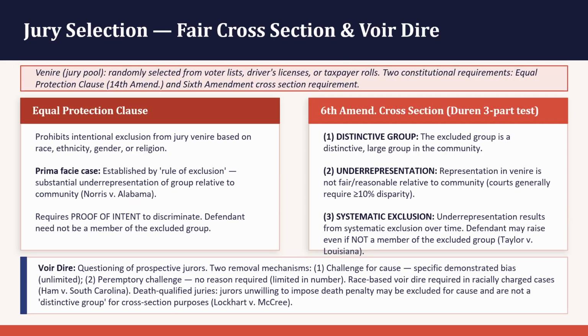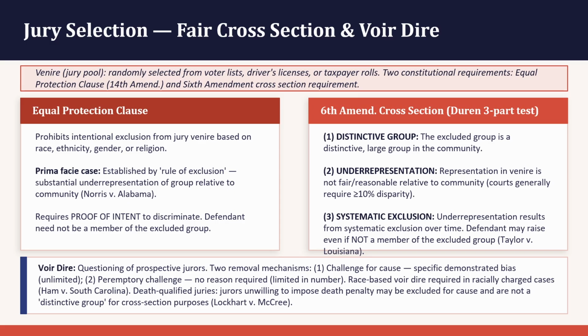Jury selection is one of the most critical, important, and constitutionally regulated aspects of the criminal trial. 2 constitutional provisions regulate the process. The Equal Protection Clause of the 14th Amendment prohibits the intentional exclusion of individuals from the jury based on race, ethnicity, gender, or religion. The key word is intentional. The defendant must establish a prima facie case of discrimination. The rule of exclusion from Norris v.